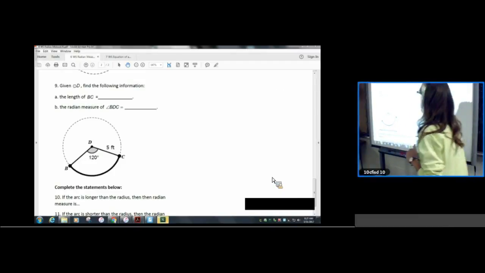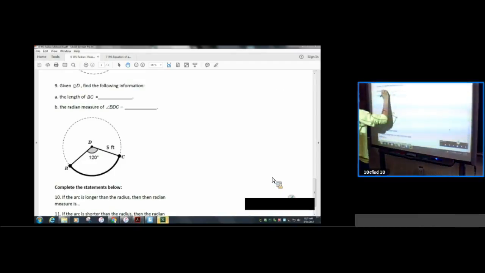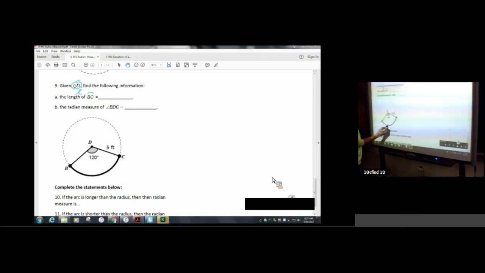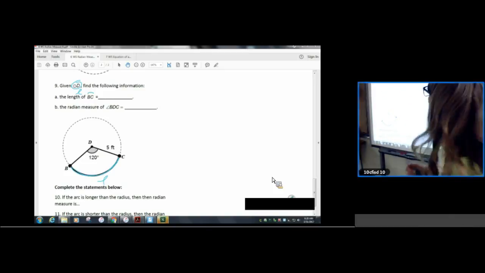Circle number 9, problem number 9. Given circle D, find the following information. Find the length of BC. So here's arc BC. We are looking for L. We know a few different things that we could use.